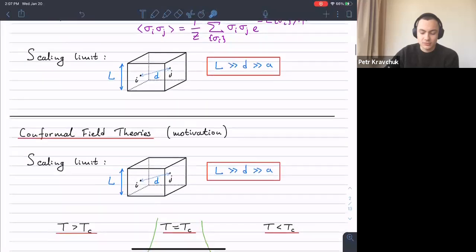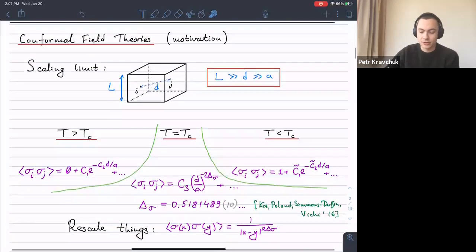It turns out that in this scaling limit, there are three essentially different cases. If you take temperatures higher than some critical value, then thermal fluctuations dominate, and the fluctuation at point i is essentially independent of the fluctuation at point j, which leads to the correlation function being 0. The corrections to this 0 turn out to be exponentially suppressed in the distance.